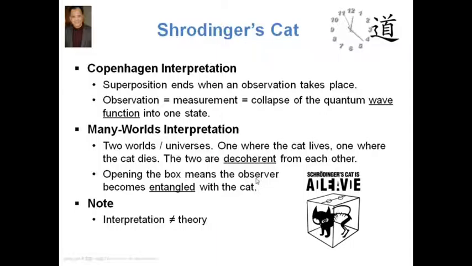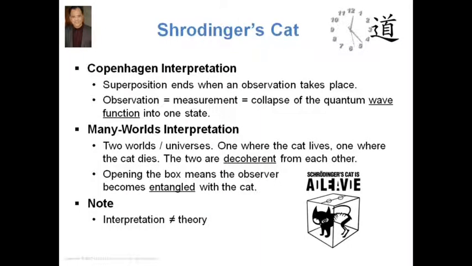And when you open up the box, you become entangled with the cat. If the cat is dead, you're in the universe where the cat is dead, you become entangled with that, and therefore you see the dead cat. If you are in the other universe, then you become entangled with the alive cat, and therefore you see that. So the difference is that whether you observe or not, there are two universes that coexist, and they're both very real.